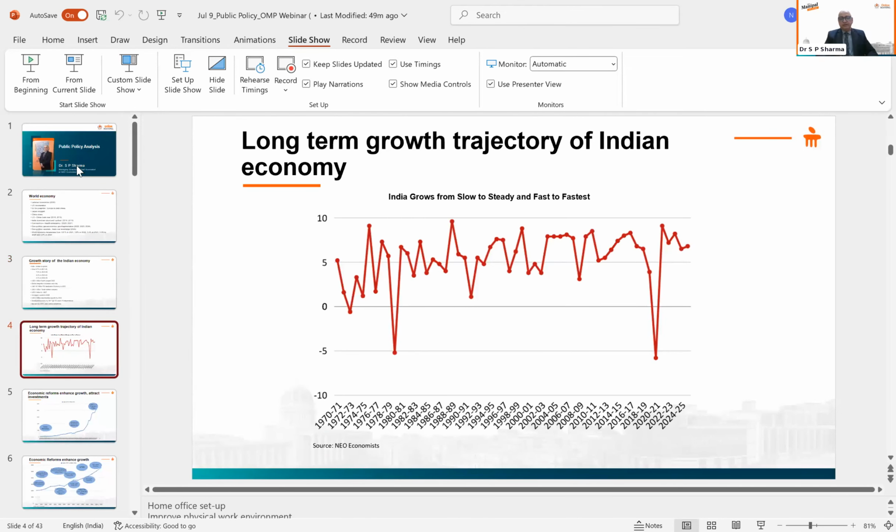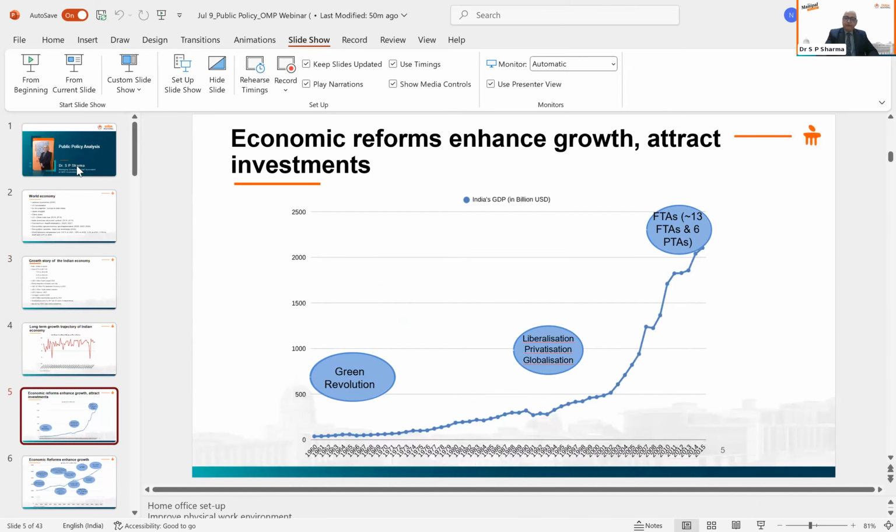So the long-term trajectory of the Indian economy remains very dynamic, and we were only three times in a negative trajectory during the last, I believe, 55 years, starting from 70-71, and the overall scenario remains very resilient, very promising for the global investors.